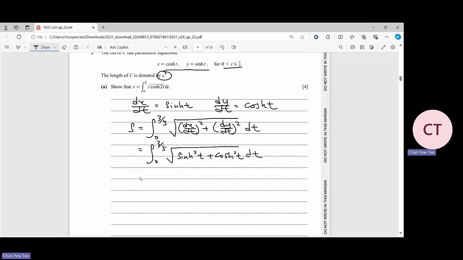Sin squared plus cos squared, according to the identity, one should know that this one is supposed to be cos 2t. So, shown. This is how you show the expression that the arc length of the curve C can be represented in such a form. Okay, done.